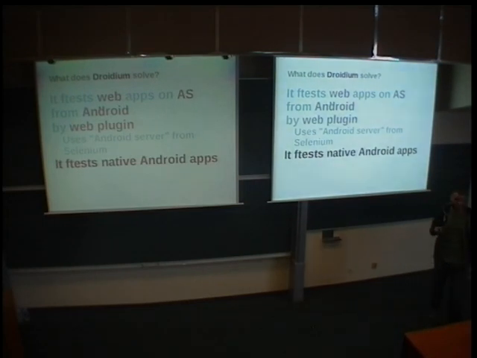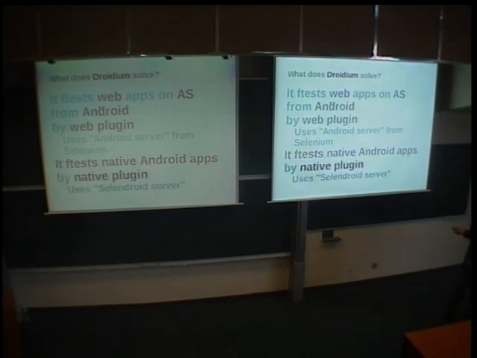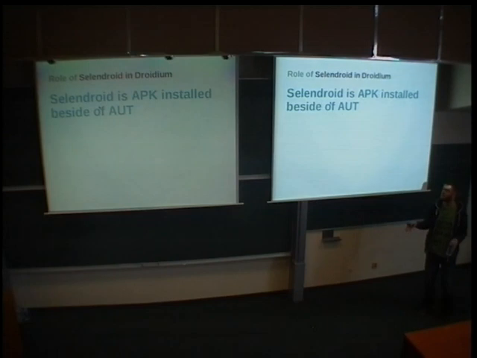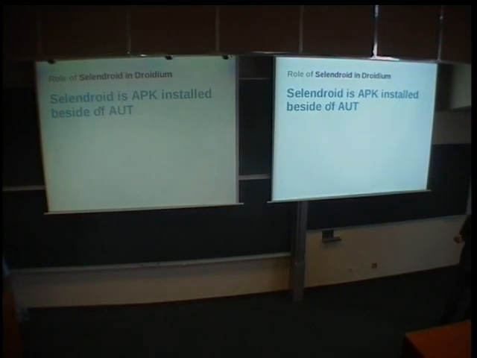Functional testing of native Android applications like APKs is done by the native plugin. The native plugin uses the so-called Selendroid server. Selendroid is a third-party project which integrates with Droidium pretty much, and we rarely depend on it. The role of Selendroid in Droidium is as follows. For every APK you are trying to functionally test, there is also a Selendroid server deployed along with this APK. So there is a strict one-to-one relationship between the tested application and the deployment of the Selendroid server.